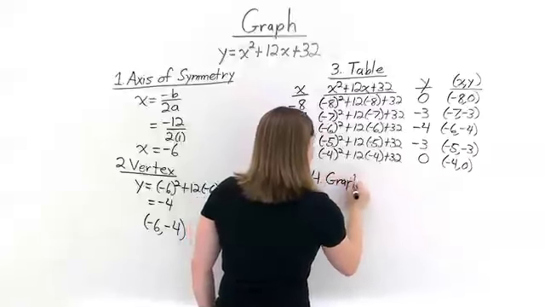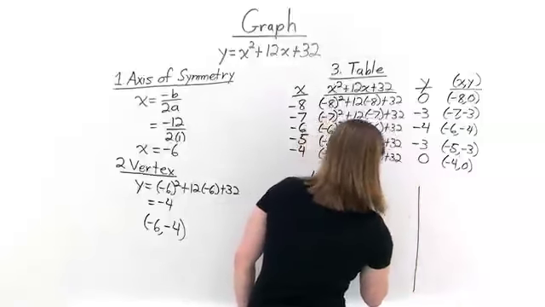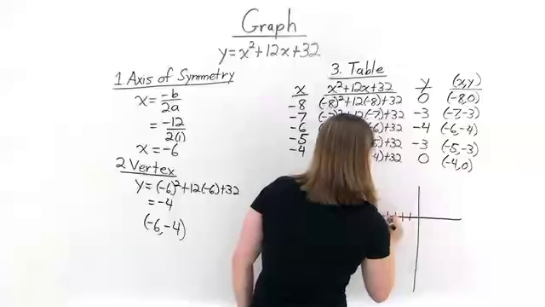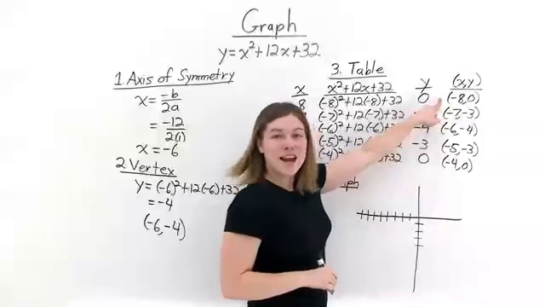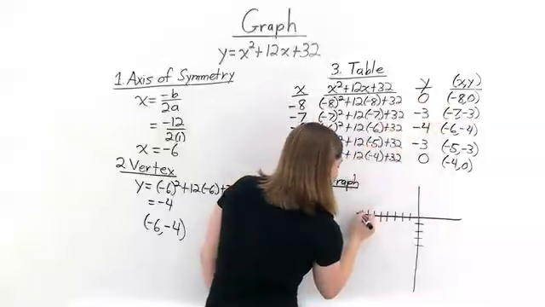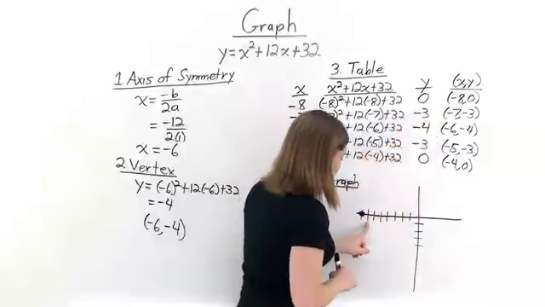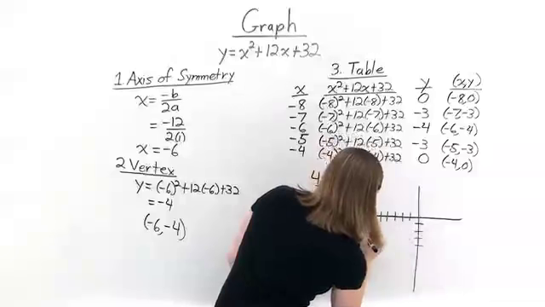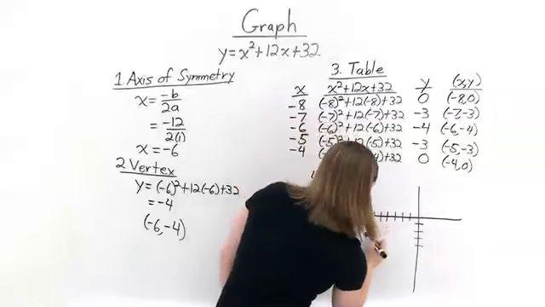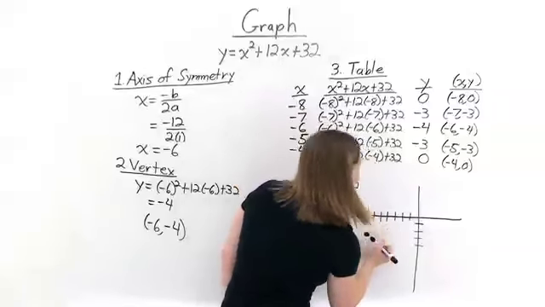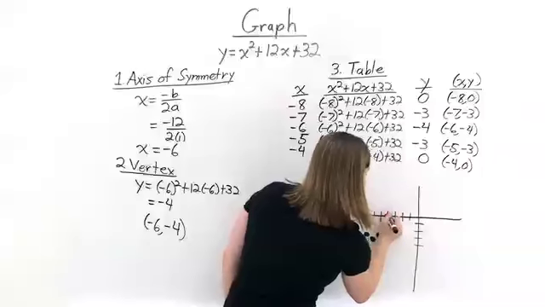So in step number 4, we'll graph all of our points. We need to draw a coordinate plane. And then we need to plot our points. First, let's start with negative 8, 0. When we plot that, we get a point right here. Then the point negative 7, negative 3. We find negative 7, negative 3, and we plot a point. Then negative 6, negative 4, our vertex. We plot a point at negative 6, negative 4. Then negative 5, negative 3, and finally negative 4, 0.